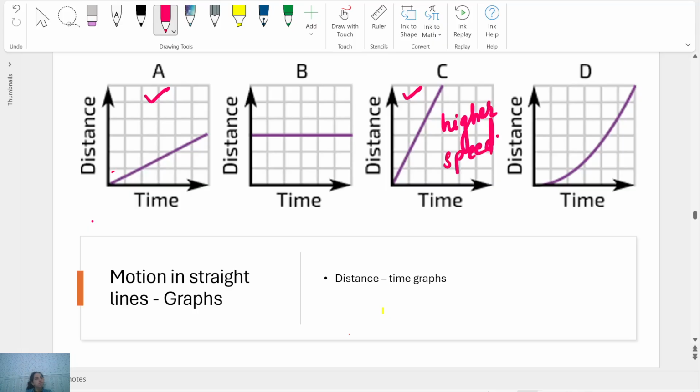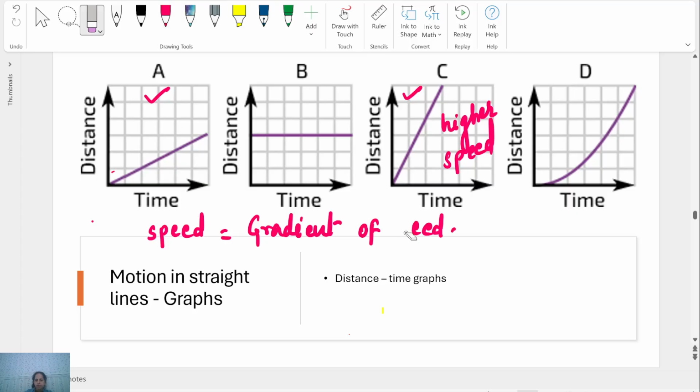Okay, now if you talk about the maths, let me just tell you that the gradient of C is higher than the gradient of A. So speed, how do you get the speed? Speed is the gradient of the speed time graph. Oh sorry, I'm thinking speed time. Gradient of the distance time graph. Okay, so distance time graph.